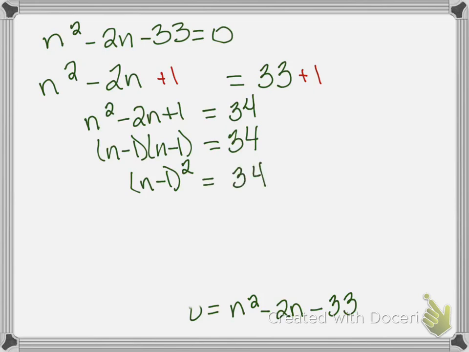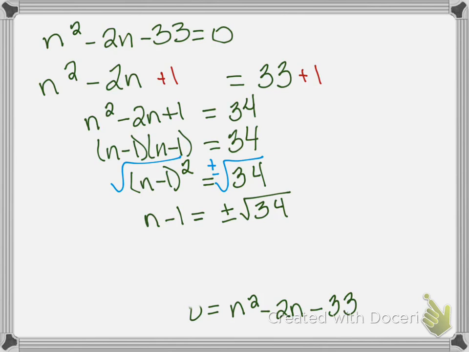Okay? Now, I take the square root of both sides. When I take the square root of the right side, what do I have to include? Good. Okay, and so then I have n minus 1 equals plus or minus the square root of 34. 34 can only be multiplied by 2 and 17.